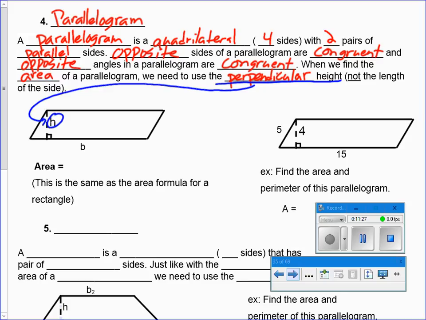So again, you see the note there is the same as the area formula for a rectangle. Since a rectangle is a parallelogram, it's a special type of parallelogram. Area for a parallelogram is just base times height.